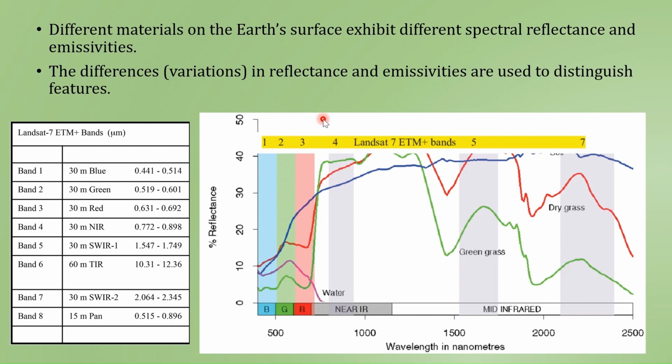So why is this spectral resolution important? Because different materials on the Earth's surface exhibit different spectral reflectance and emissivity. So if we have more bands, we will be able to identify different features on the Earth easily. Here we have an example of the spectral reflectance curve and the sensors placed on Landsat 7 which are able to detect in these wavelength ranges.